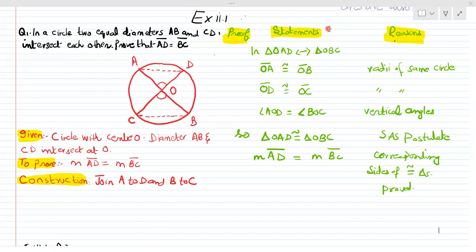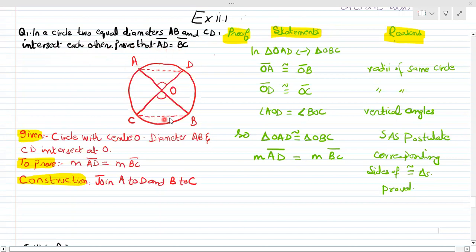Okay, this is exercise 11.1, question number 1. This is the 11th chapter theorem exercise, question number 1. It states that in a circle, two equal diameters AB and CD intersect each other, and we have to prove that AD is equal to BC.